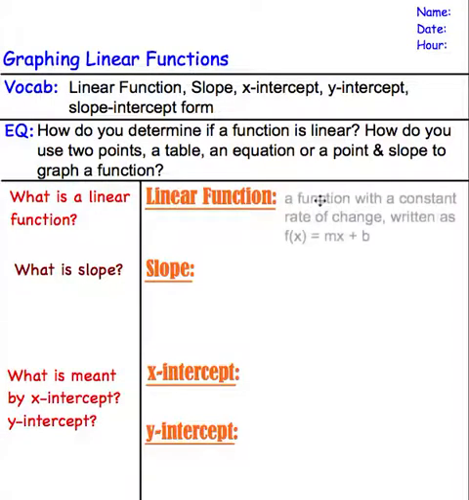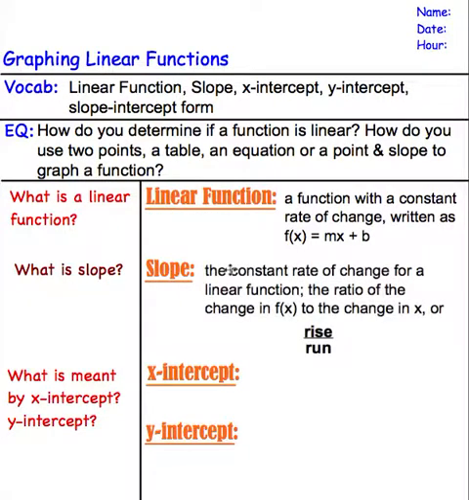A linear function is a function that has a constant rate of change, and we can rewrite it as f of x equals mx plus b. Now this should look familiar to you because you saw y equals mx plus b when you were in Algebra 1, and this is exactly the same thing, except now we're referring to them as functions as opposed to just equations of lines. If you recall, slope is that constant rate of change for a linear function. So if it is linear, it's going to have a slope, and the ratio of the change in f of x to the change in x, or your rise over your run, is not a problem for most of you.